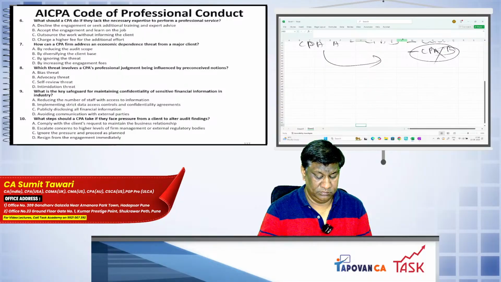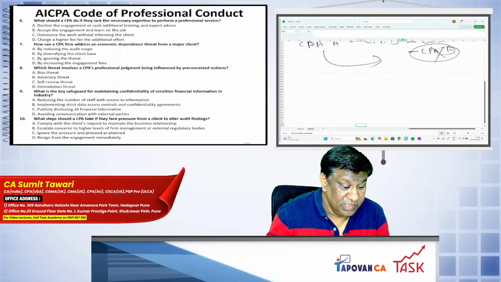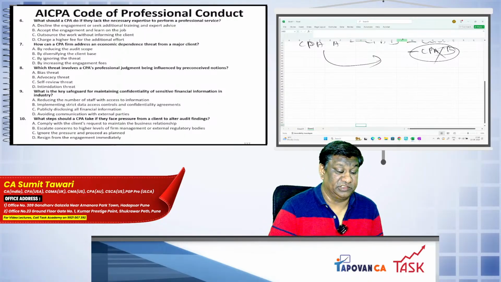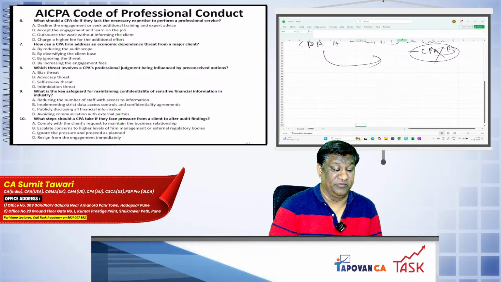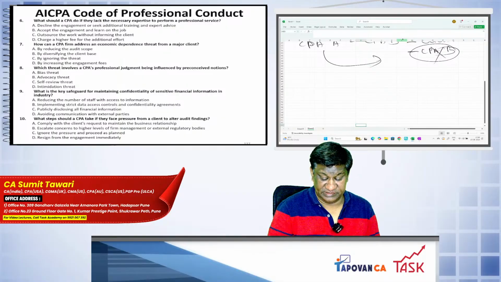Question number 10, option C. What step should a CPA take if they face pressure? No, you cannot ignore the pressure and proceed as planned. Sometimes that also you should do, but before that you need to escalate the concern to the higher level of firm management or external regulatory bodies. You cannot just ignore it. So B is the right answer.